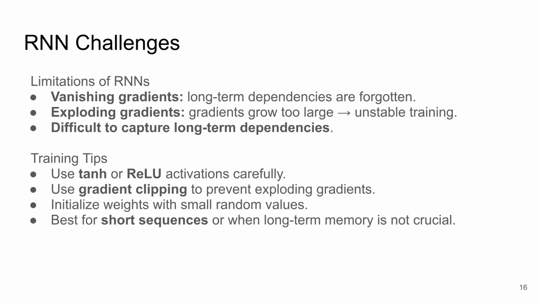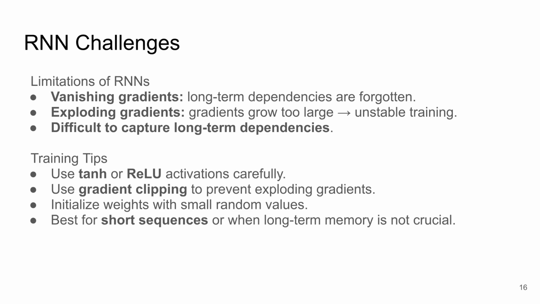Now let's discuss the limitations of vanilla RNNs. There are three main problems. First, vanishing gradients. When we backpropagate through many time steps, gradients become exponentially smaller. This means the network forgets long-term dependencies. Second, exploding gradients. Conversely, gradients can grow too large, causing unstable training and making the network diverge. Third, vanilla RNNs struggle to capture long-term dependencies because of these gradient issues.